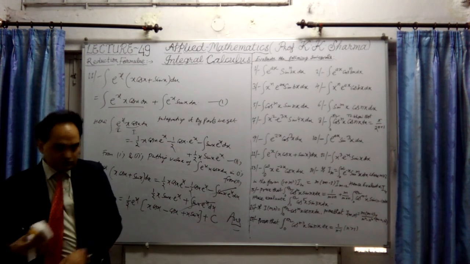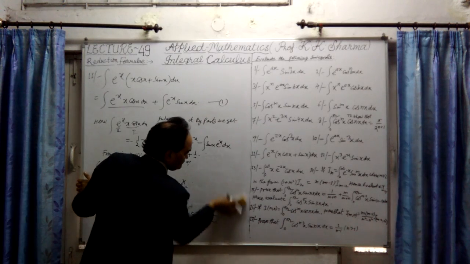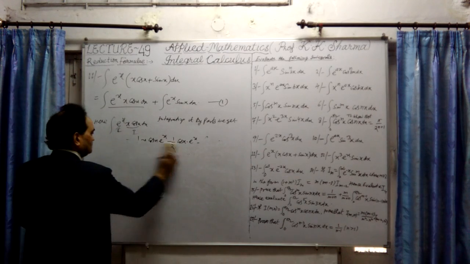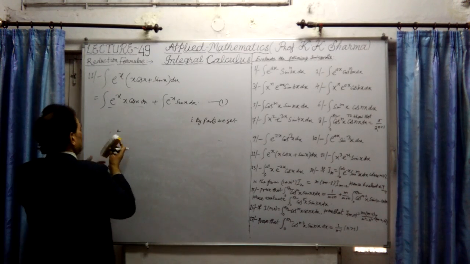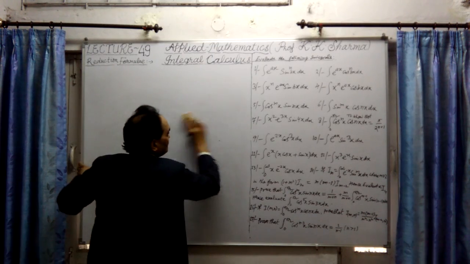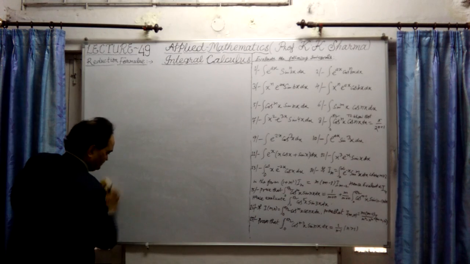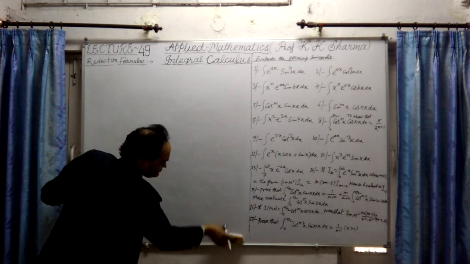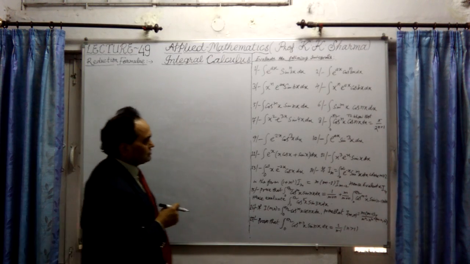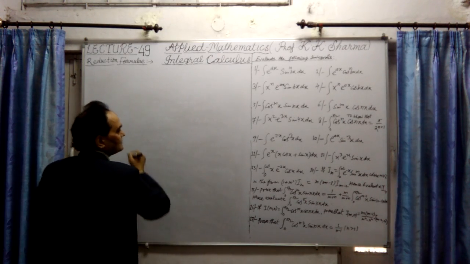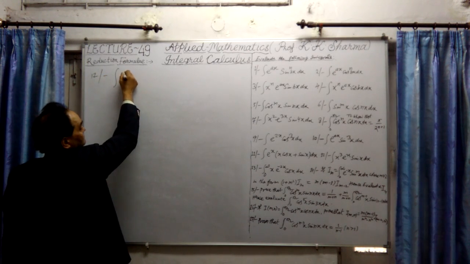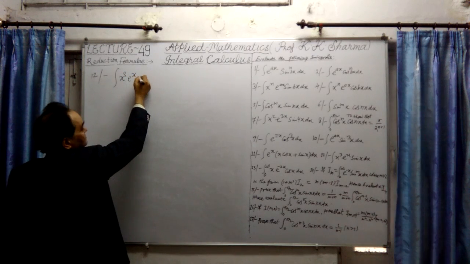Okay, so let me take the next question, 12th. Now question number 12, what did it say? Let me check it. Question number 12 is here. This is 12th: integration of x cube e^x into sin x dx.